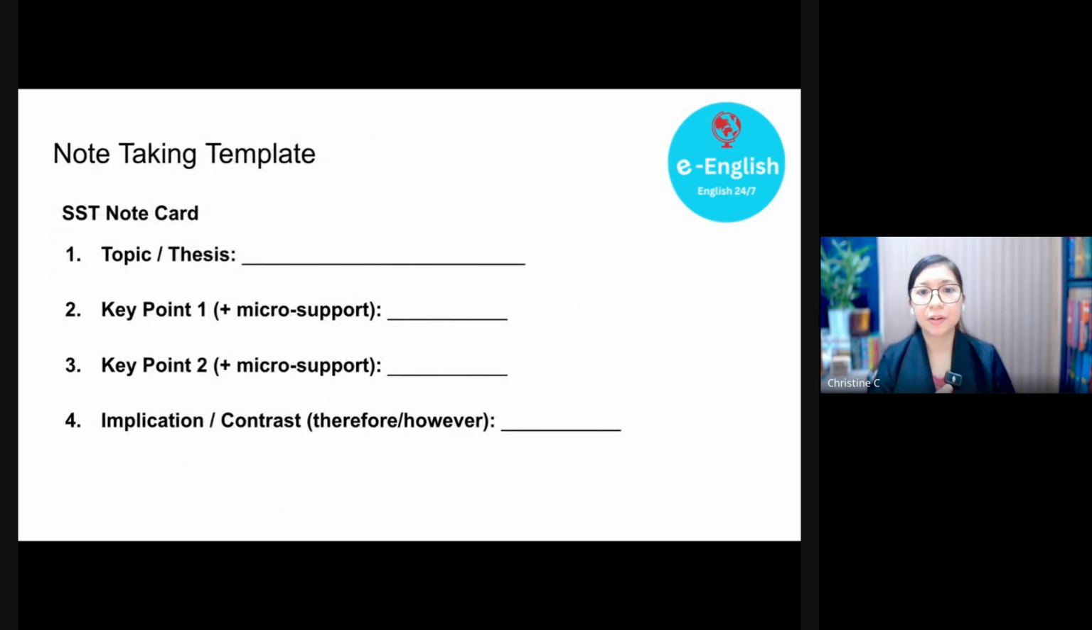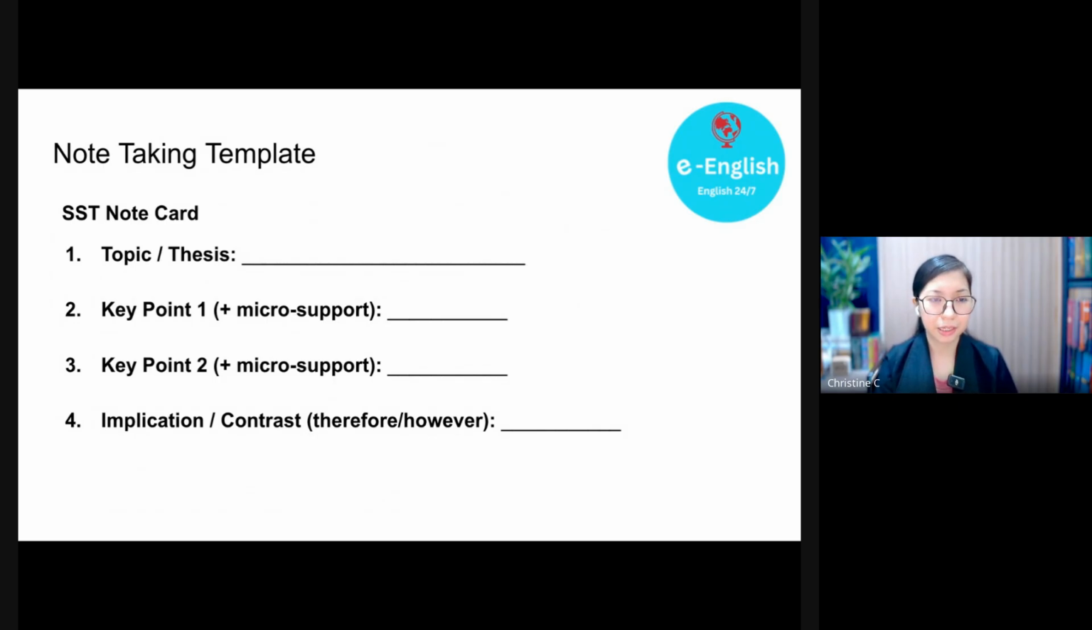So here is the note-taking template for summarizing spoken text. For the first line, you can write T for topic and then write your keywords that can help you remember it while you were listening. So you're listening for the topic, then we write it. Key point 1 plus micro support. Write your keywords. Key point 2, write your keywords.